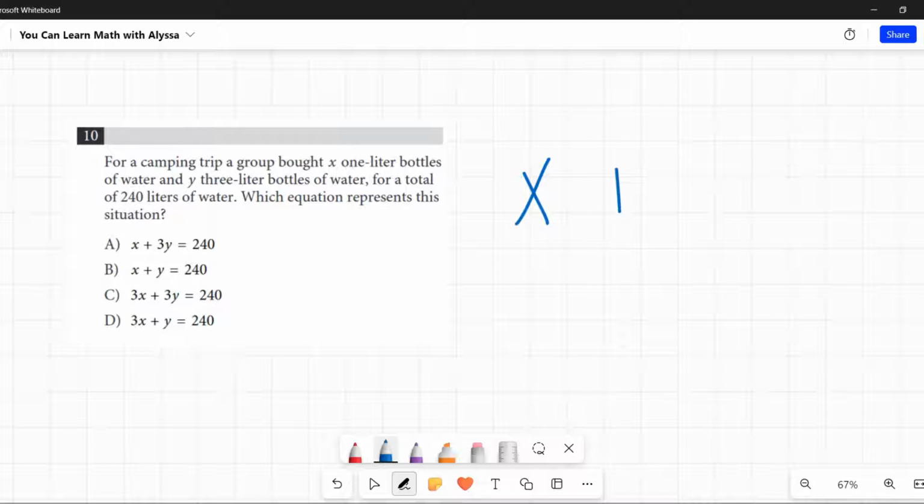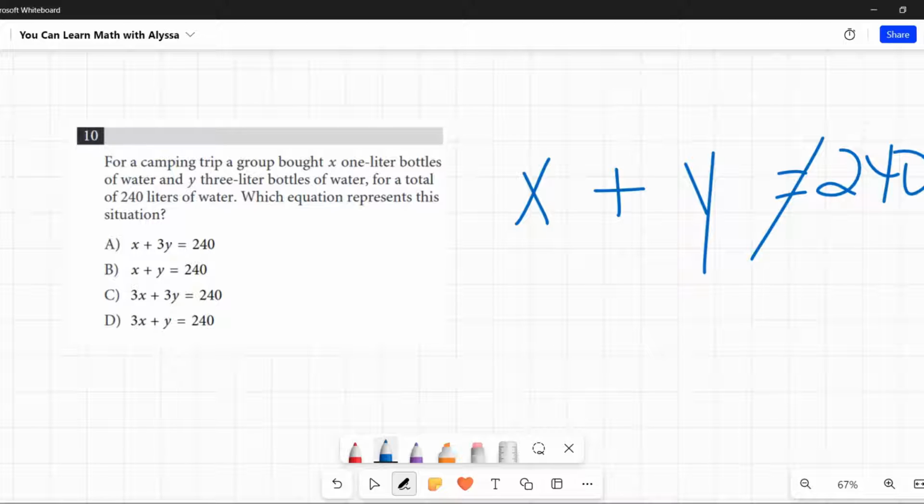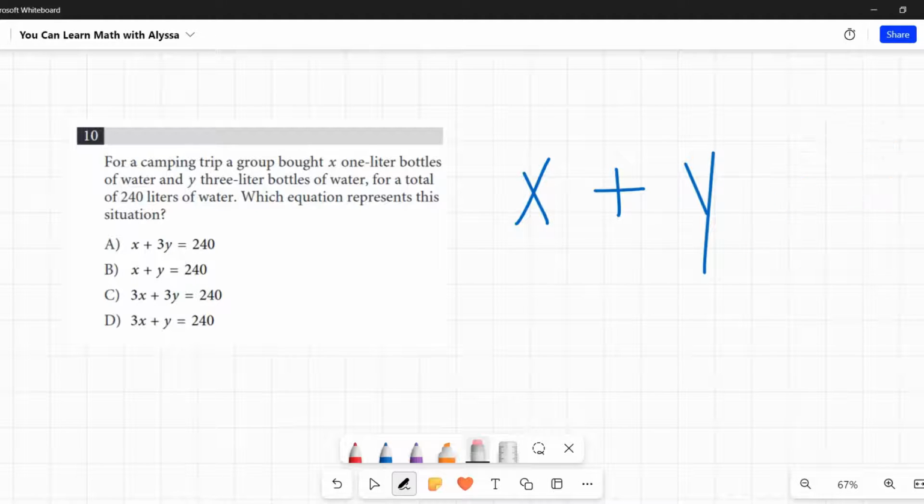So if I was talking number of bottles, that would just be X plus Y. X is how many 1 liters and Y is how many 3 liters. But that would not equal 240. I don't know how many water bottles they brought right now. So this one right here where it says X plus Y equals 240, that is not accurate. That is not what we want. Now look at our other options.